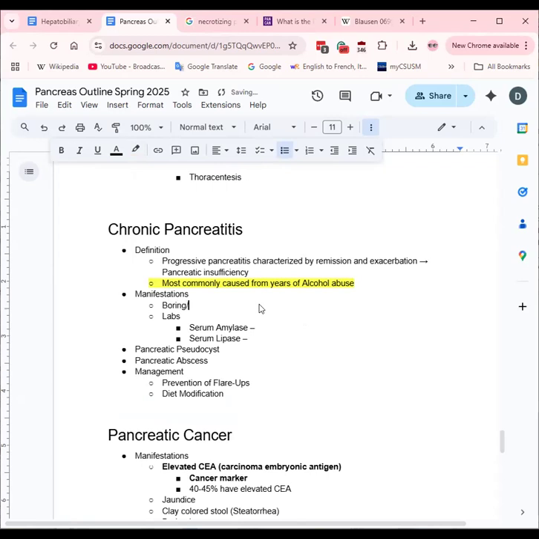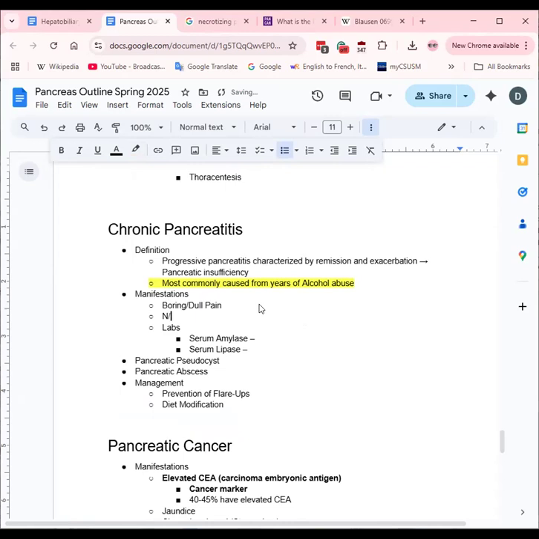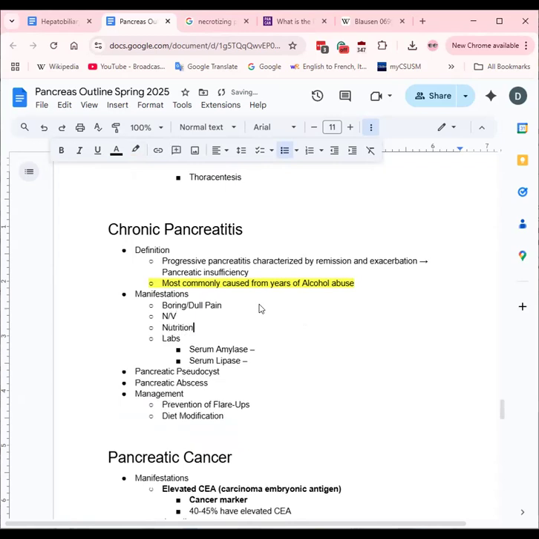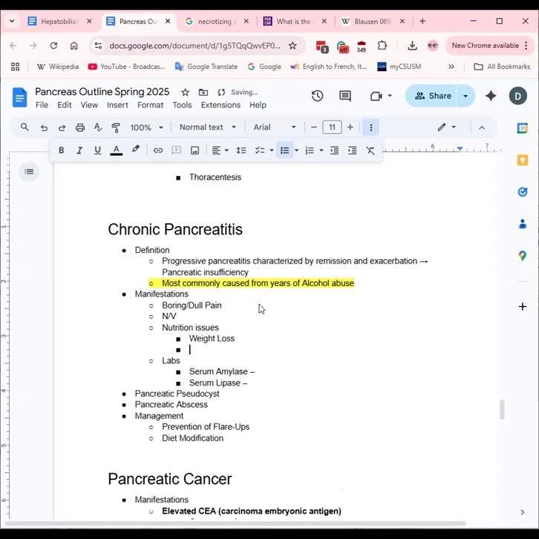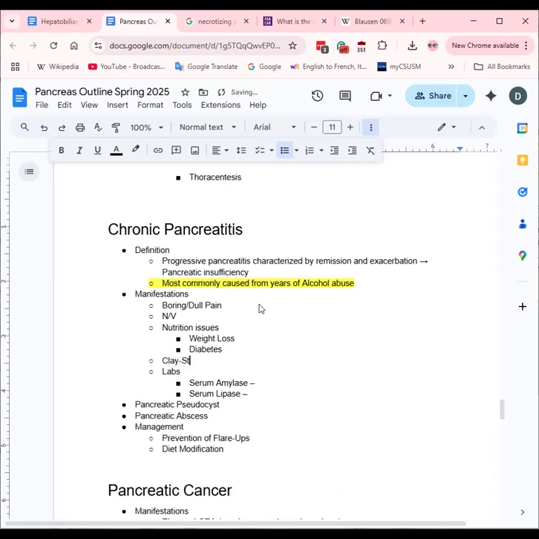It's called a boring, also known as a dull pain. So like a consistent dull pain, as opposed to the very sharp pain that you'll have with acute pancreatitis. It's still a GI thing, so you'll have nausea, vomiting. It's still a GI thing, so you have nutrition issues. So these people have a risk of weight loss, diabetes. They can have clay-colored stools because they have a hard time breaking down fats.